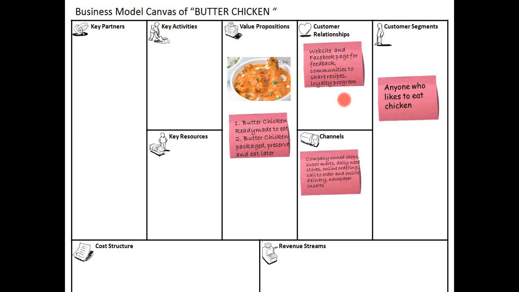I could probably start off some kind of loyalty program. If your consumption is X number of packets in a month, then you get some gift or something of that kind. So that's the set of customer relationships that I'm looking at. This part is fairly filled. Let me come back here now.